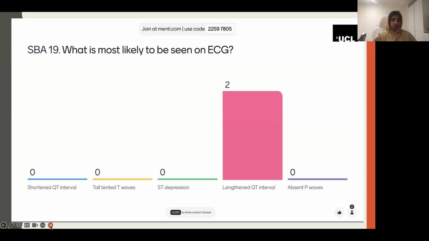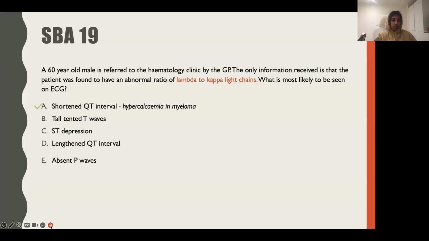Okay, lengthen QT interval. Okay, interesting. So it's got something to do with the QT interval. So this is still myeloma, because an abnormal ratio of lambda to kappa light chains is myeloma. And in myeloma, you get hypercalcemia and you get a shortened QT interval. So hypercalcemia causes shortened QT interval.